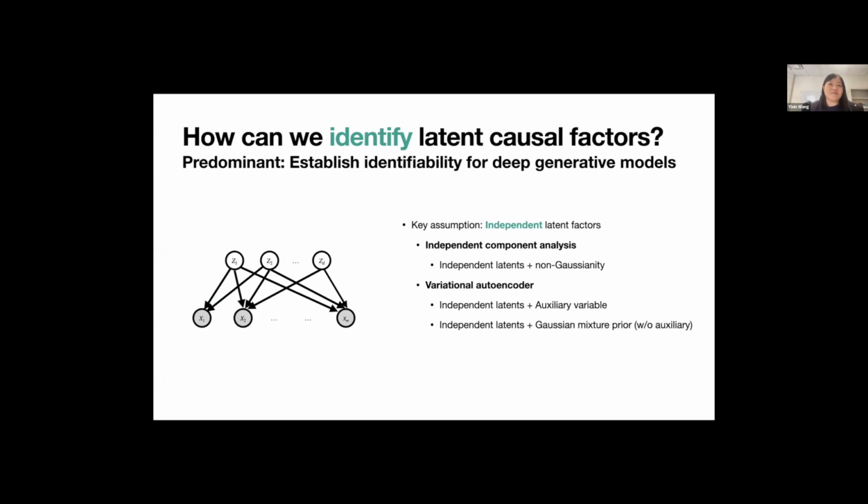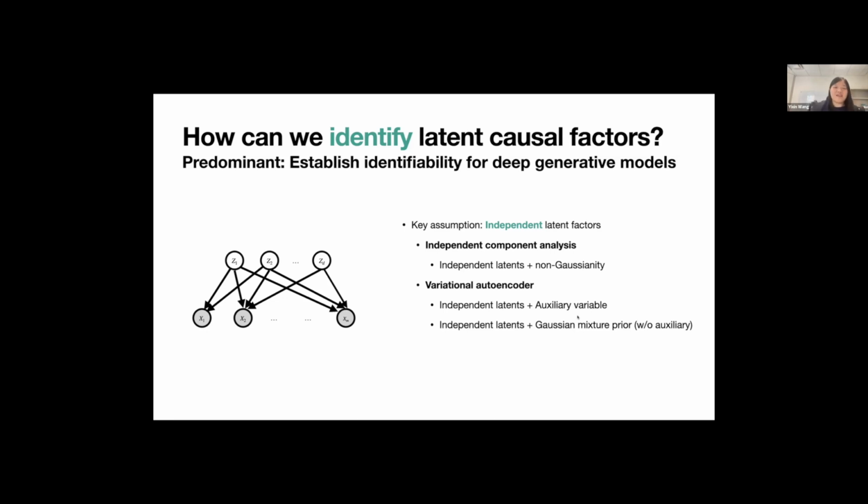I mean, there is a huge literature on establishing identifiability for deep generative models. And one of the key assumptions people make, which makes a lot of sense, is that the latent causal factors they want to identify are statistically independent. That is to say, if you write down the distribution of these latent variables, they're jointly independent. There are a lot of works that do this, such as independent component analysis, ICA, and nonlinear ICA. There are also variational autoencoders where people introduce independent latents, auxiliary variables, and Gaussian mixture priors. In a lot of cases people want to assume statistically independent latent causal factors.